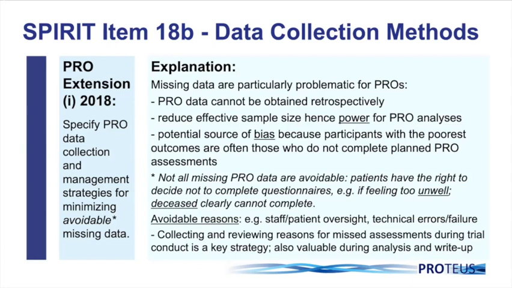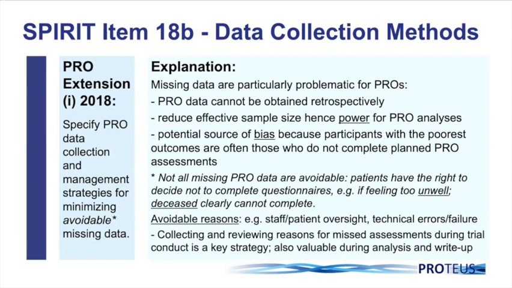So this is an absolutely key strategy. And as I say, you use this data during trial conduct to try and intervene and to minimize the avoidable missing data in that way. And then once you've got those reasons and rates of missing data, they're incredibly valuable during analysis and during write-up.